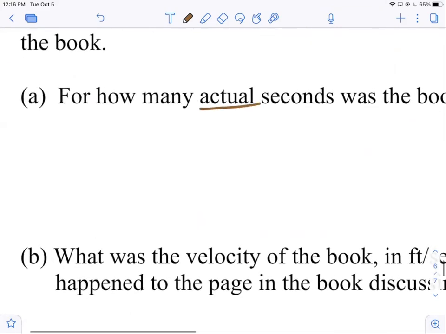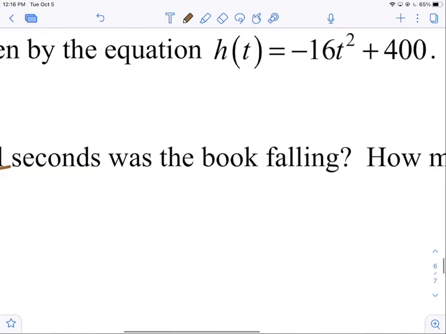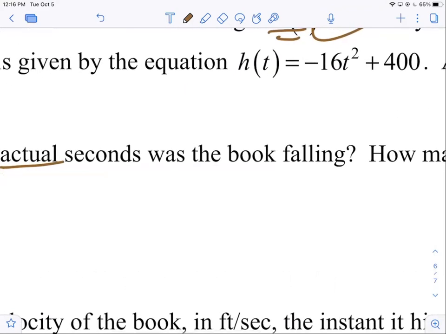For how many actual seconds was the book falling, okay? Well, how are we going to figure that out? Ask the book. Solve for t. What's there to solve for? So like solve it, would leave h of t there and solve for t? Set it equal to what? 0. There you go. We have to know something about the book. So how long did it take for the book to fall? Well, what do we know? When the book is done falling and it's laying on the ground, we know its height is 0.